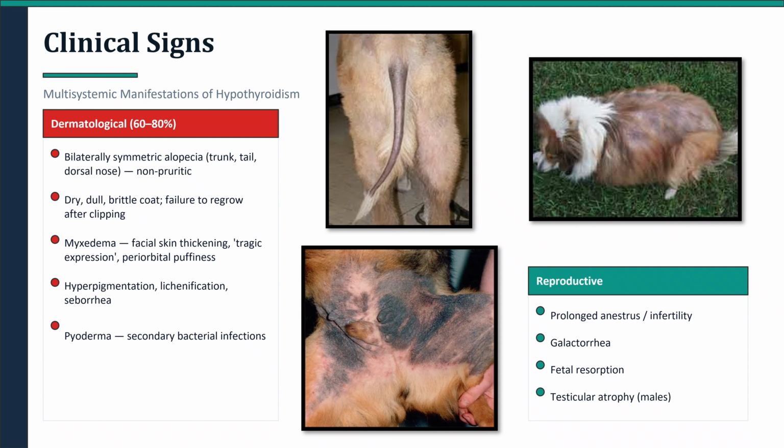On the reproductive side, though less commonly recognized, we can see prolonged anestrus and infertility in females, lactation, inappropriate milk production, fetal resorption, and testicular atrophy in males.